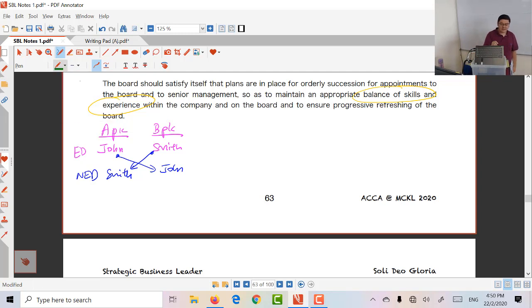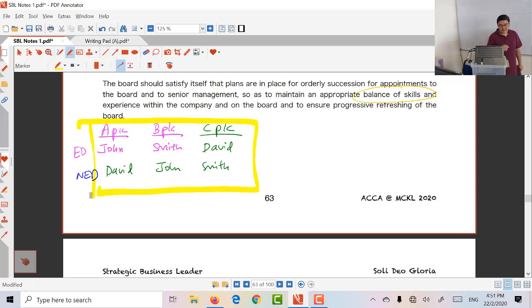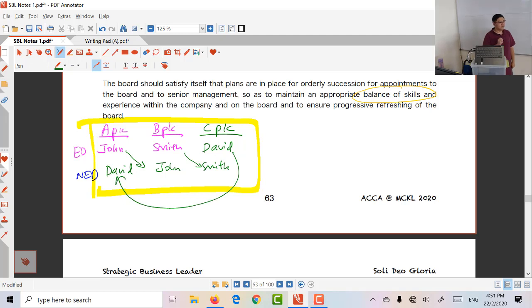Now, please note that cross directorship need not be just two companies. You can cross in a much more complicated way. Let's have one more C PLC, all right? And then let's have a David. So David, John, Smith. That's still cross, right? If you just look at A and B, you probably will not see the cross. But when you start putting all three companies together, then again you notice the problem we said just now occurs, right? How? John will tell me to help David so that David will help John. So it still comes back.